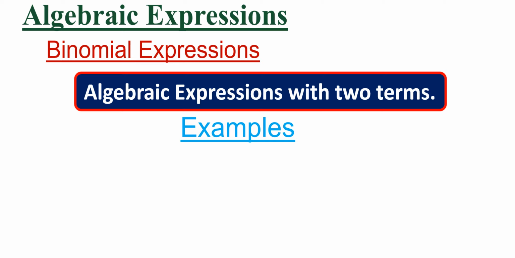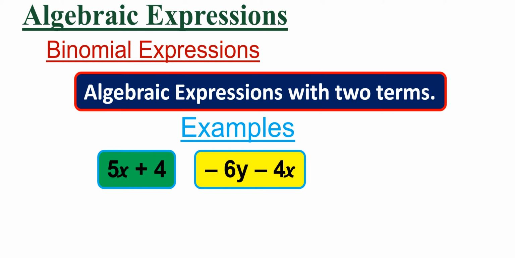Let's look at some examples of binomial expressions. First, we have the algebraic expression 5x plus 4. We also have the algebraic expression negative 6y minus 4x. Then our last example, we have 2y minus 4. All of these expressions are binomial expressions because they have two terms.